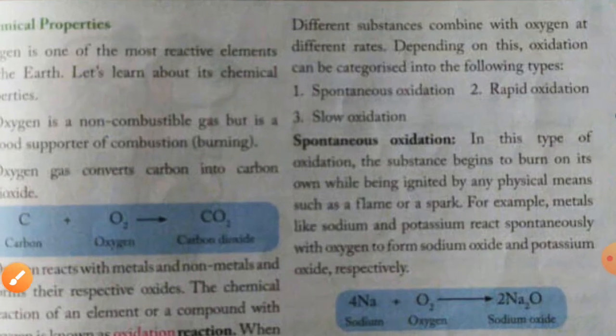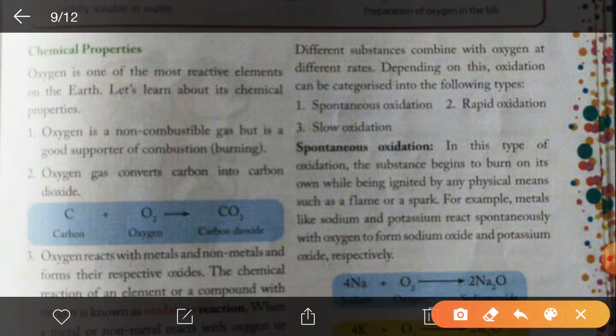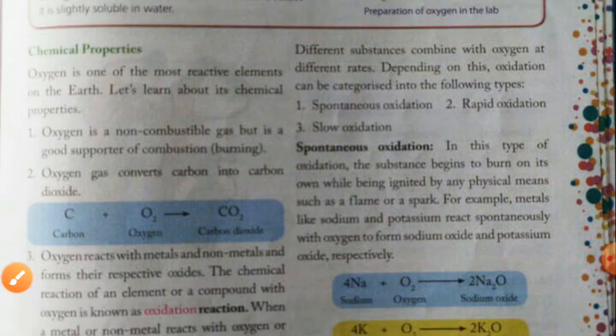It is basically three types, as given in your book: spontaneous oxidation, rapid oxidation, and slow oxidation. So what is spontaneous oxidation? In this type of oxidation, the substance begins to burn on its own. If we take the example of sodium, it is a very reactive metal, so it is stored in kerosene. If we take out the sodium and leave it in an open room for a few seconds or minutes, it will start burning.